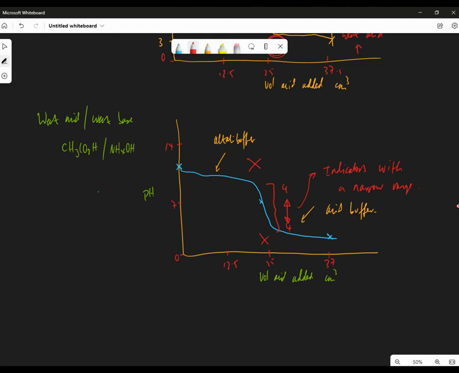Which ones do you use? Oh, well, methyl orange is used for strong acid, strong bases. Bromothymol blue, I think, works in here, but I'll have to look them up. But they're not going to expect you to know indicators and ranges. What they'll do is they'll give you a list of indicators and the ranges, and you've got to pick which indicator would be good in each situation.